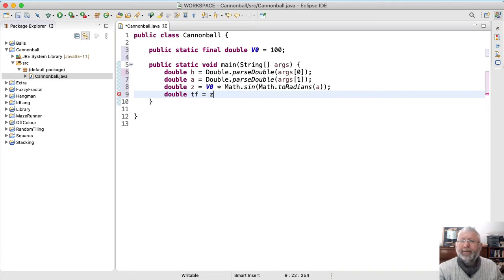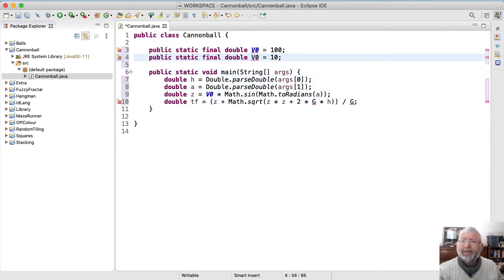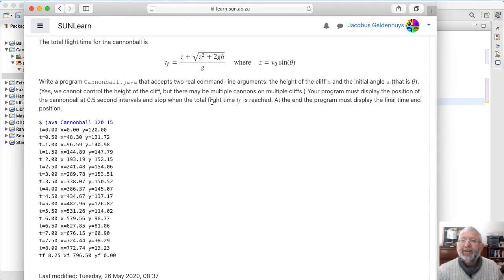z plus the square root of z squared plus 2 times g times h, and all of this is divided by g. Capital G because it's a constant. Let's do that. And you can look it up, but g is roughly 10 on Earth. Other planets have different g's, different gravitational forces, which is why on Mars you can jump really high and go really far, because the gravitational force is lower because Mars has less mass and gravitation depends on mass.